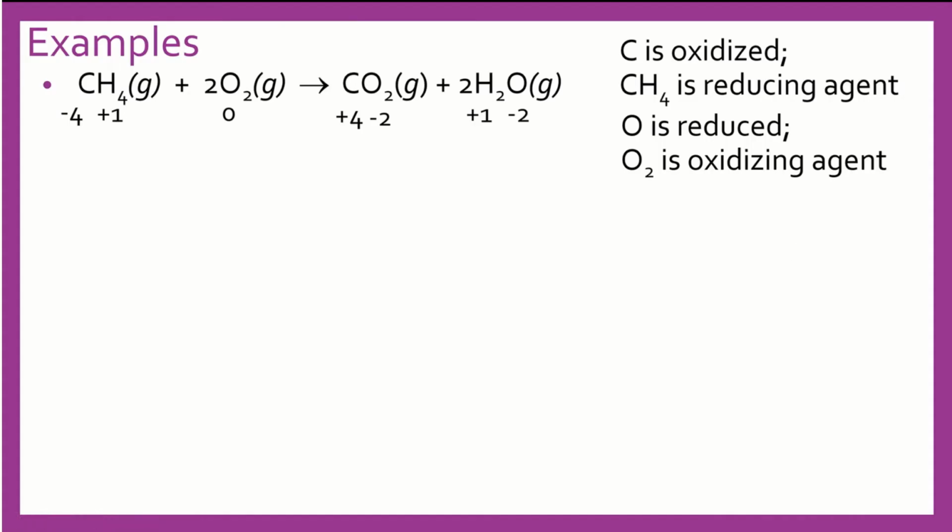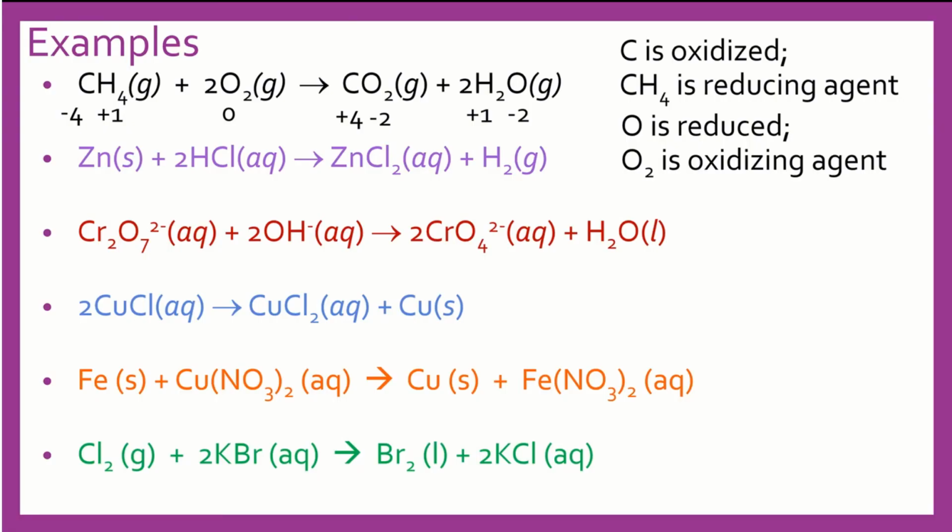All right, how about who was reduced? Gain of electrons is reduction. Oxygen went from 0 to negative 2. That's a gain of electrons. So oxygen was reduced. O2 is the oxidizing agent. Oh boy, got quite a few more here to do.